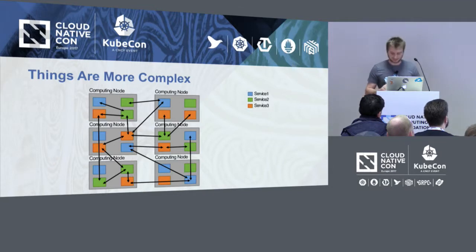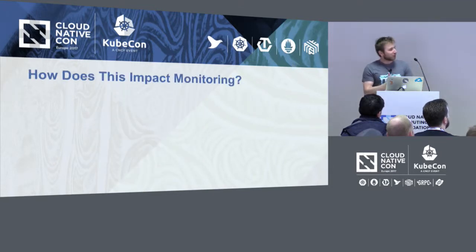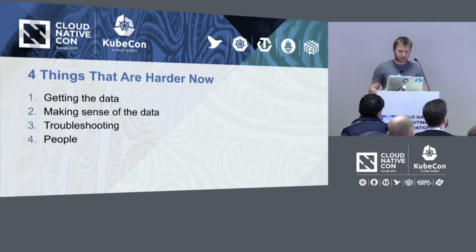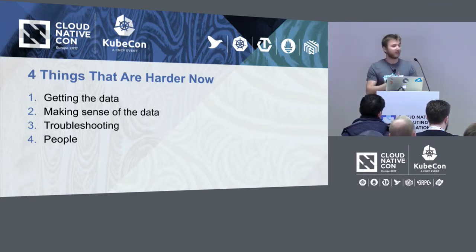All right, back on. So how does that impact monitoring from a practical point of view? We identified 4 things that are harder to do in a dynamic and flexible containerized infrastructure. First of all, getting the data. This is the very first step, and it's harder because, of course, you have the containers in the way. I'm going to analyze each of these points much deeper.